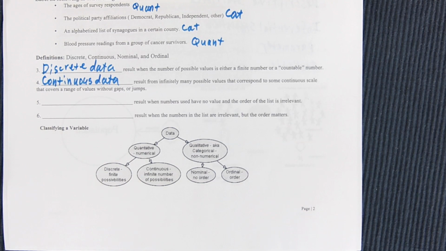So you find any two numbers, 20.00001 and 20.00002, there's actually an infinite number of numbers between those two numbers. That's continuous. It's kind of hard to visualize, I understand, but it's when there's no gaps.